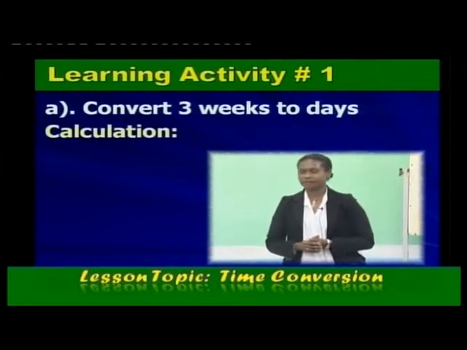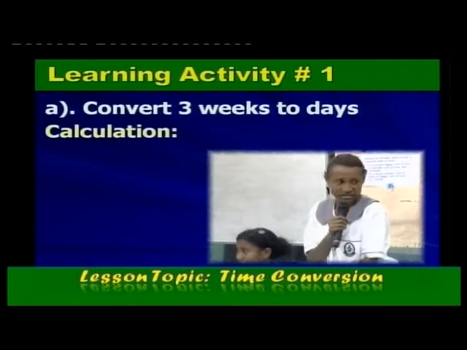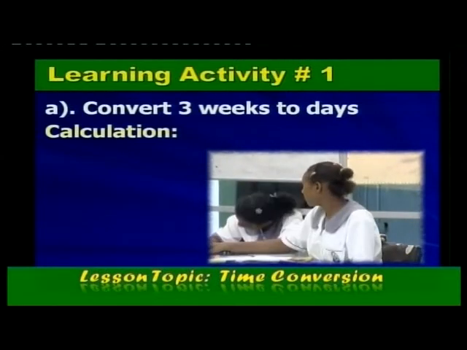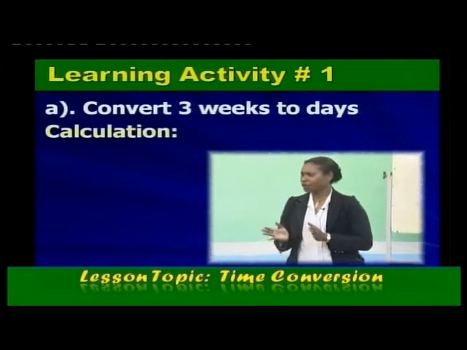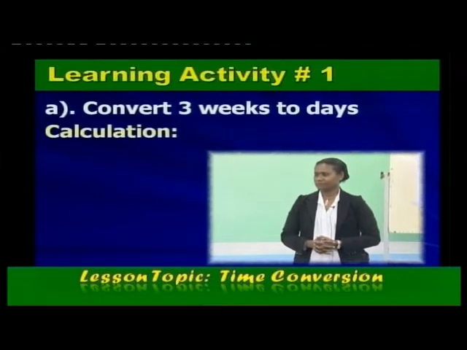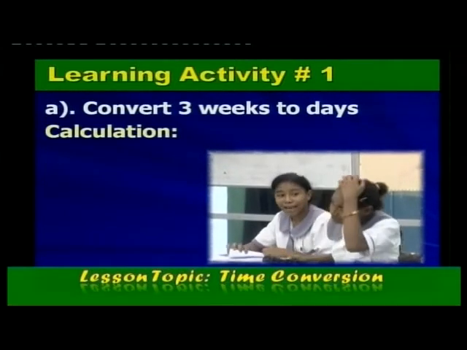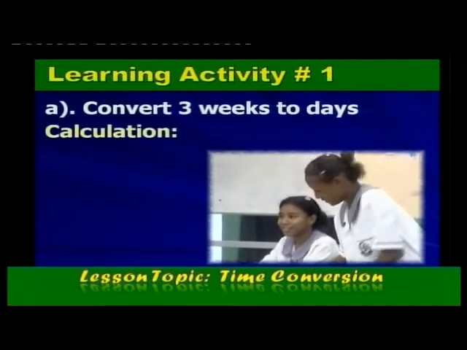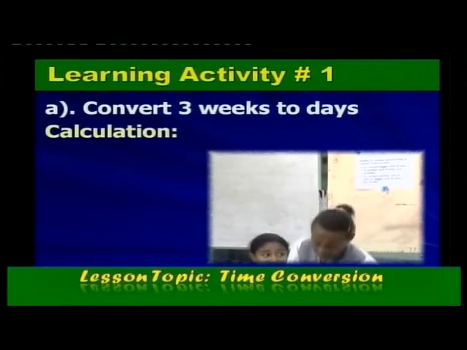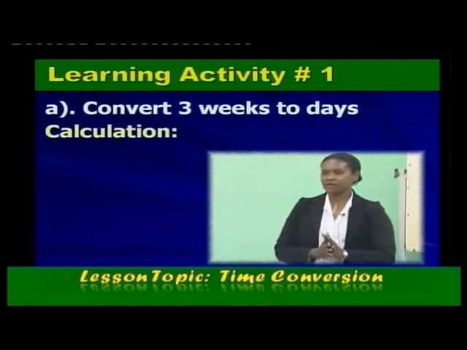Okay, thank you, Helen. 21 days in 3 weeks. Okay, very good. 21 days in 3 weeks. Do we all agree? Yes. How did you get 21 days? Some students would like to know, how did you get 21 days? I multiply 7 times 3. Okay, Helen multiplied 7 times 3.